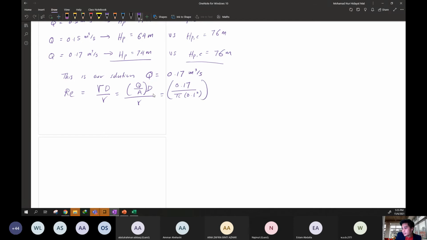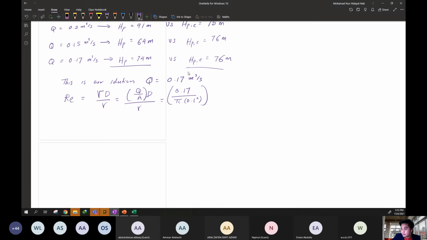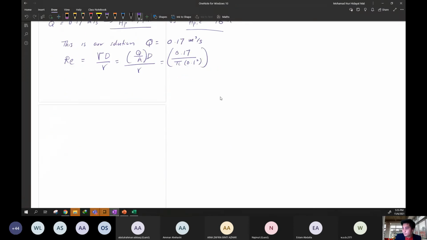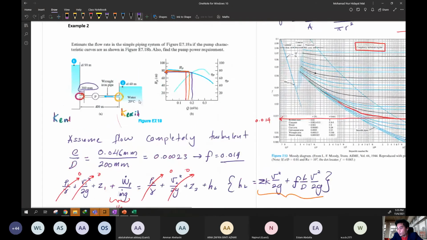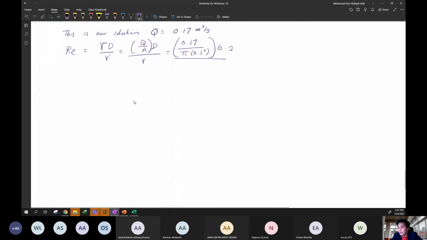multiplied with the diameter, which I think is given as 0.2, over nu, which is the kinematic viscosity at 20 degrees Celsius. You can see here, water at 20 degrees Celsius. I believe you remember nu to be 1.007 times 10 to the power of negative 6. Okay, you will solve and get the answer 1.08 multiplied with 10 to the power of 6.